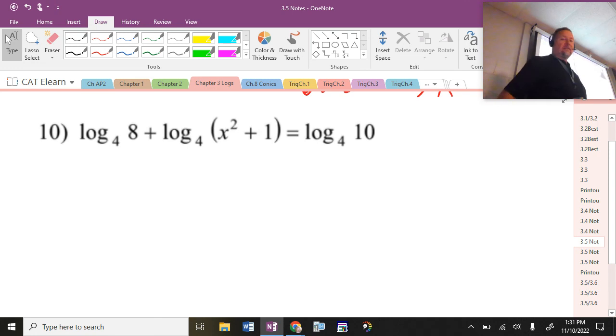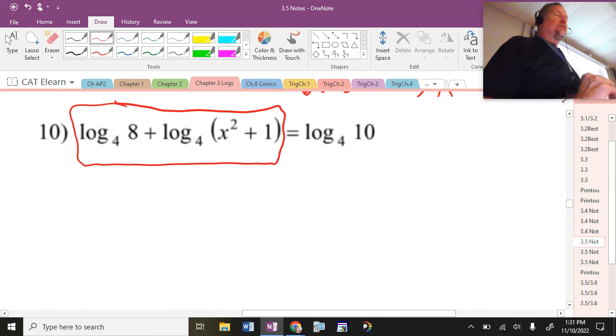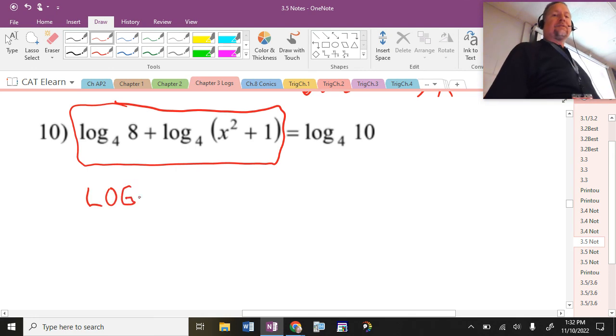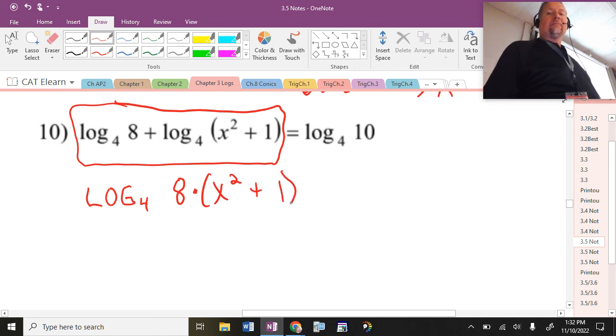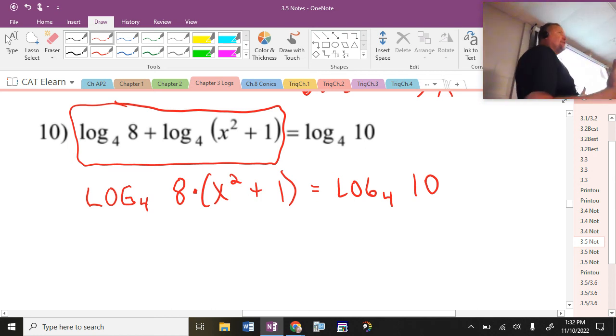So if you notice on this side, how many logarithms do you see? 2. So from yesterday, what's the sum of 2 logs? What does that turn into? What operation? Multiplication. And this is how it happens. Log base 4 of 8 times x squared plus 1. So that was the wax on. Say it. This is why you do this, because many times when you're solving real world problems with logarithms, this could result.